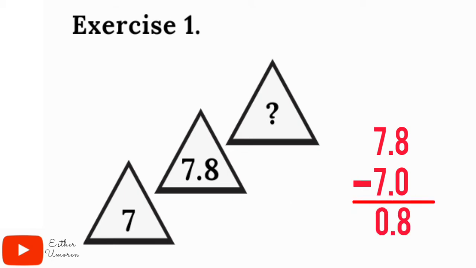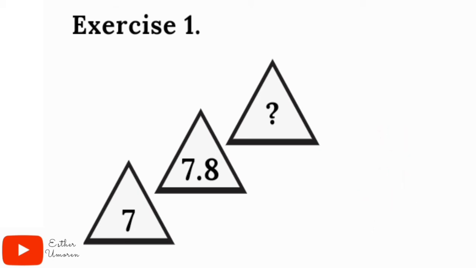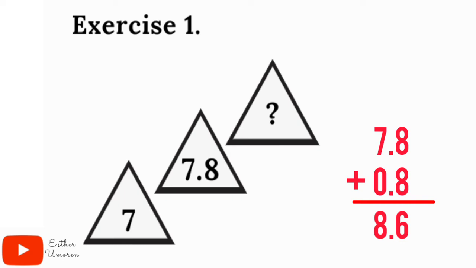So to have the answer in the highest triangle, the triangle up there, we will simply add that difference, which gave us 0.8, to 7.8, and we will have the answer as 8.6. So the number that should be where the question mark is, is 8.6. In this example, we can see that the difference between the two numbers in the triangles next to each other is added to the number in the middle triangle to get the answer.